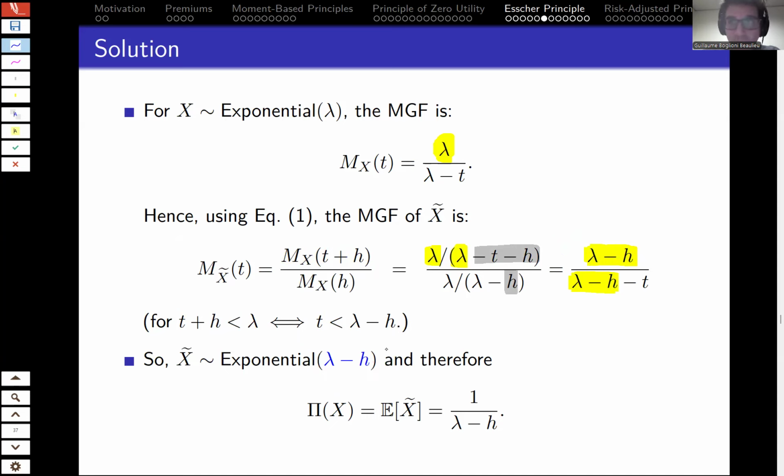We know that the premium is the expected value of the transformed version of x. So the premium is the expected value of x tilde, and mega easy then, we know that the expected value of an exponential is 1 over the parameter. Again, careful, we have a new parameter, and so we see straight away that this is going to be bigger than the expected value of x, which is 1 over lambda. So I hope that was understandable.